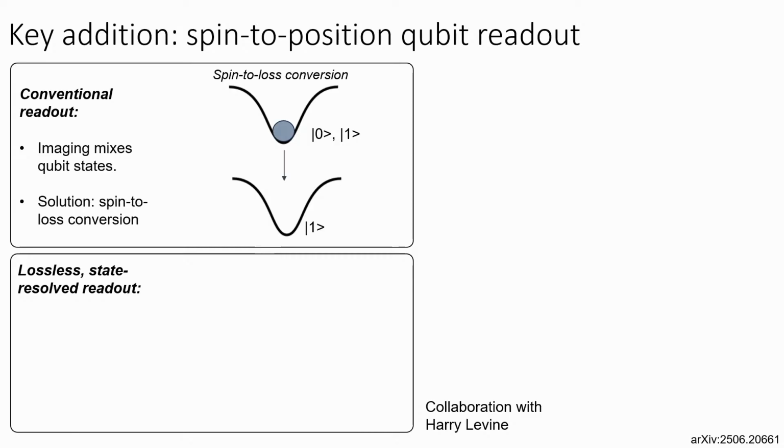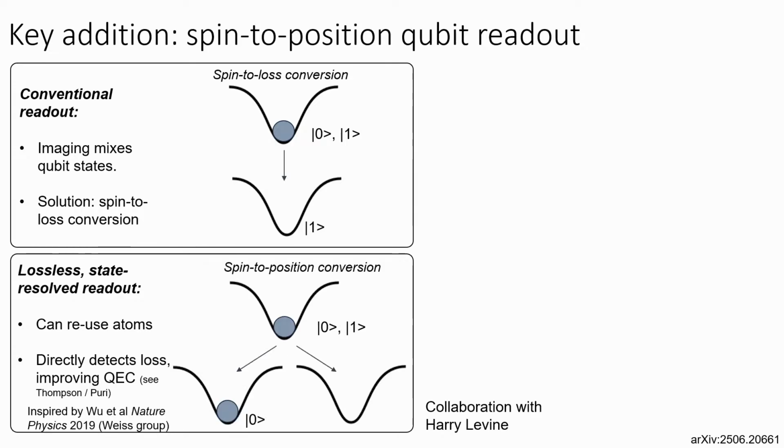There are a lot of benefits of doing lossless state-resolved readouts. So one is that you can reuse your atoms, and you can do many more rounds of error correction using the same number of atoms. And two is that it directly detects loss and improves your error correction performance, as is greatly inspired by, for example, Jeff and Shruti. And here, in order to do this, we implemented a spin-to-position conversion as opposed to a spin-to-loss conversion.